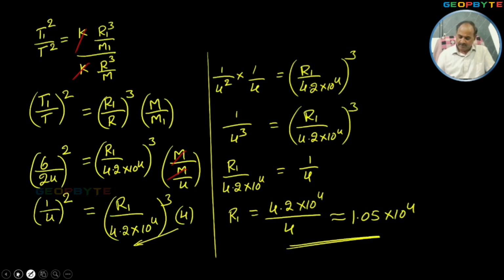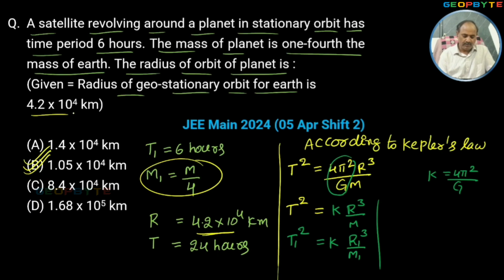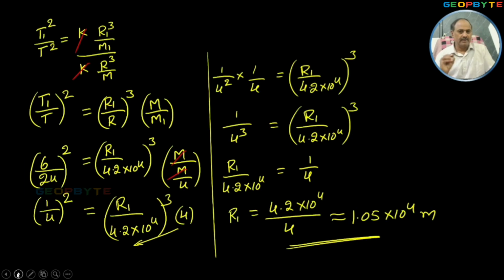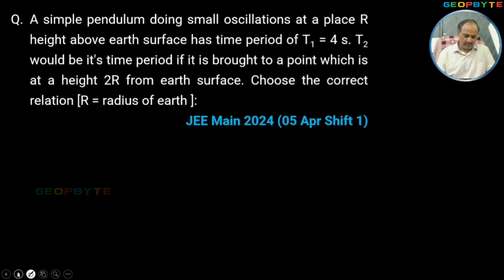The units are kilometers because R we have taken in kilometers, right? Since R, the radius of the earth, is 4.2 into 10 power 4 kilometers, therefore R1 is also in kilometers. Got that point? Yes. Then let us take another important problem.